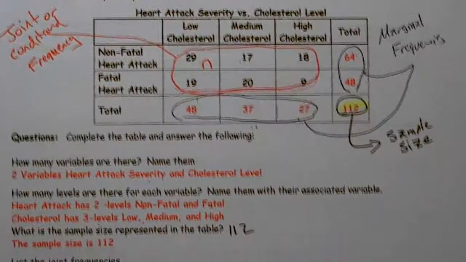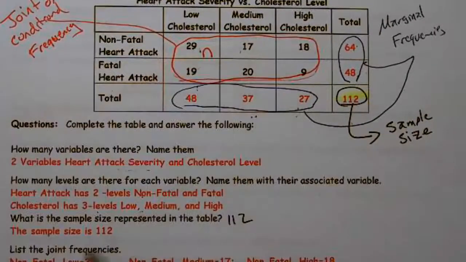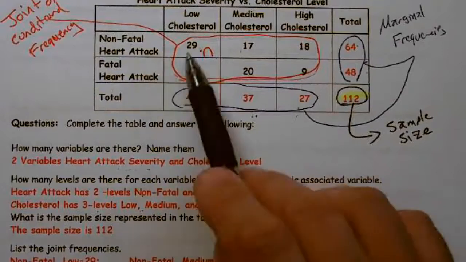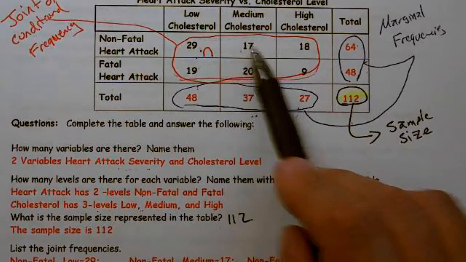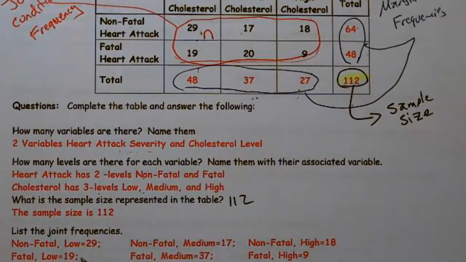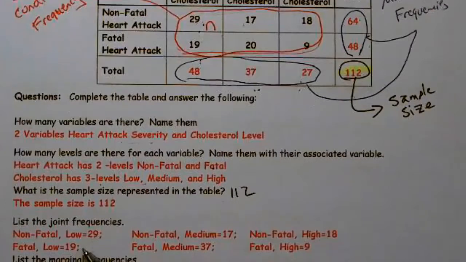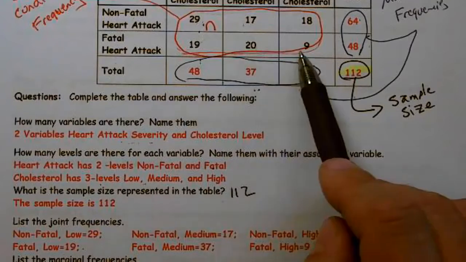Then it says list the joint frequency. So we're listing the combined, all right? And so we have a non-fatal and a low at 29, a non-fatal and a medium at 17, a non-fatal and a high at 18. We have a fatal and low at 19, fatal and medium at 20, and a fatal and a high at 9.